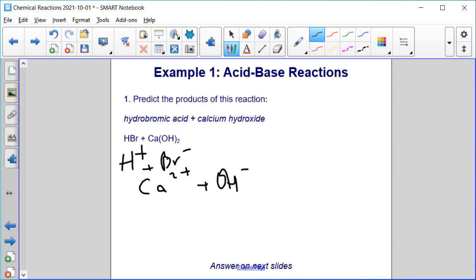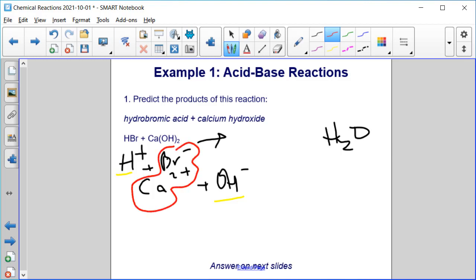We have our ions in solution, and the H plus and the OH minus ions form water, right? So one of our products needs to be water, and the other product is formed between calcium 2 plus and Br minus. So keeping in mind our charges, we get CaBr2. Okay.